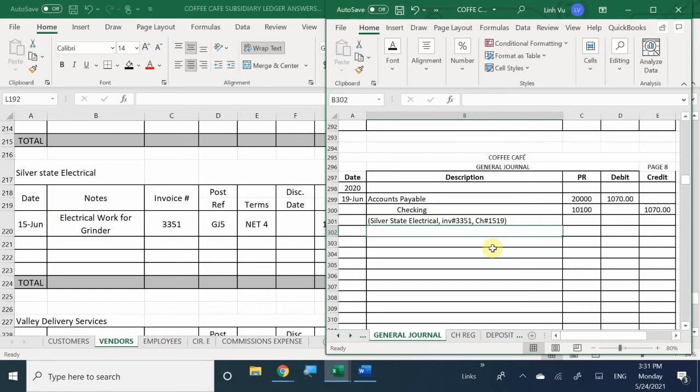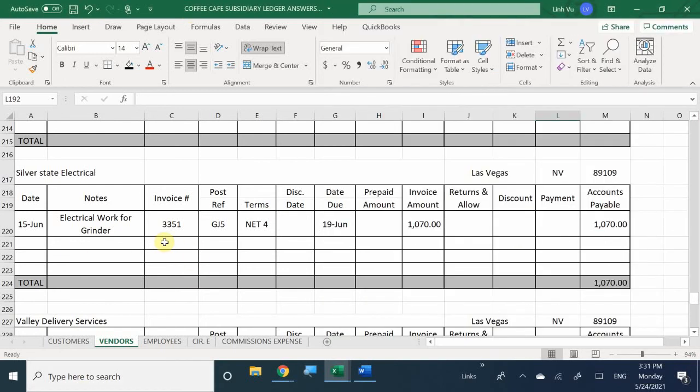I always want to call it secondary ledger, but it's subsidiary ledger. Good. You could just say sub ledger. Okay, that works.